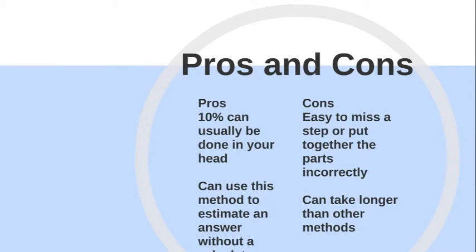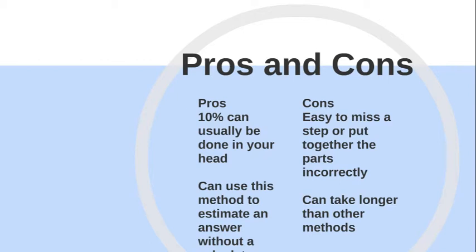Now there are pros and cons to using the chunking method. One of the advantages is that 10% can usually be done in your head by moving the decimal point, so it's something you can do easily when you're out and about shopping. You can also use the method to estimate an answer. If you don't have a calculator and you're trying to do something a bit more difficult, like 19%, estimate what 20% would be, and you'll have a good idea of what the answer should look like.